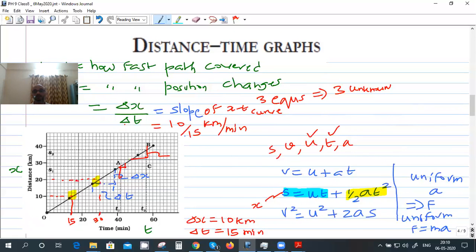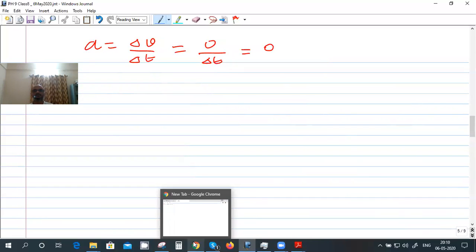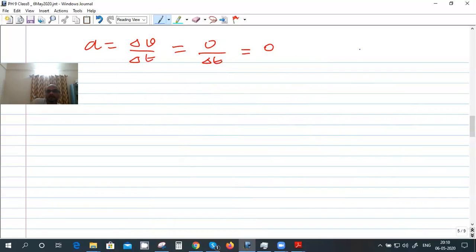And do you know the equation of a parabola? You have heard of a parabola? What is the general equation of a parabola? I don't know the general equation. I just know what a parabola looks like. Okay. Like your general equation of a line is y equal to mx plus c, where m and c are constants. This is a line. Similarly, y equal to ax square plus bx plus c is a parabola.